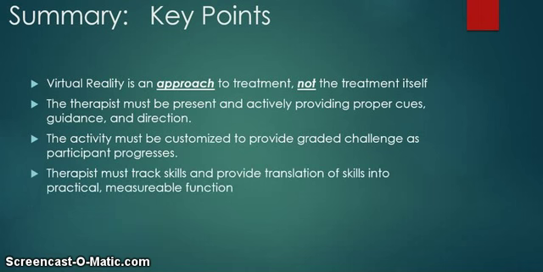The therapist must track skills and provide translation of skills into practical, measurable function. This is of utmost importance in that data collection and outcome measurement must occur for this to be a properly used skilled activity. Information such as accuracy, response time, left versus right response and accuracy, level of distraction, duration of activity, number of cues required, or the amount of steps required in an activity are all critical points with justifying, again, this activity to be a skilled occupational therapy activity.